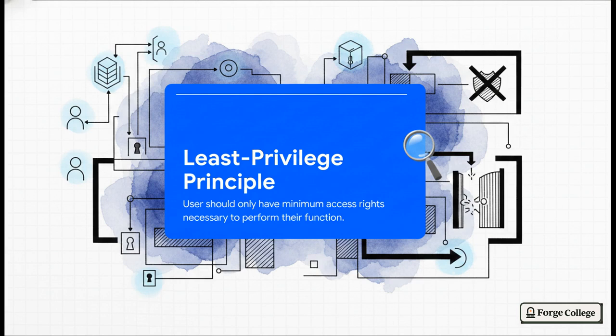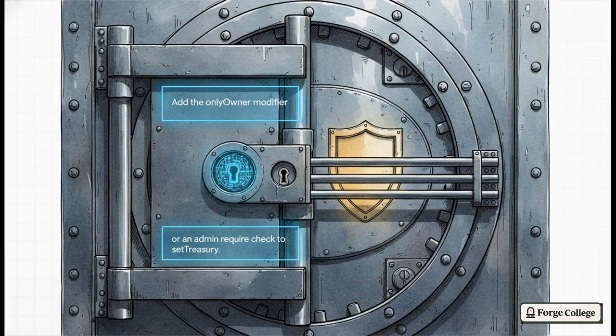To do that effectively, we rely heavily on the least privilege principle. This is a foundational security concept that dictates that a user or a smart contract role should only ever have the absolute minimum access rights necessary to perform their specific function. We don't just throw broad, sweeping access blocks everywhere. Instead, we apply laser precision to ensure we only grant the exact permissions needed. Nothing more, nothing less.